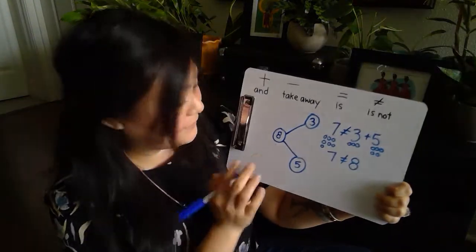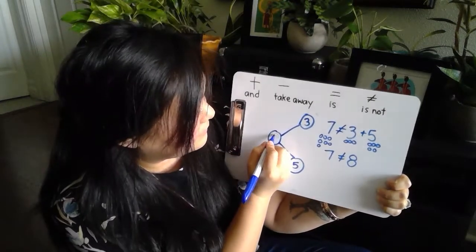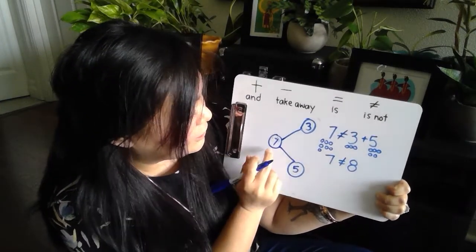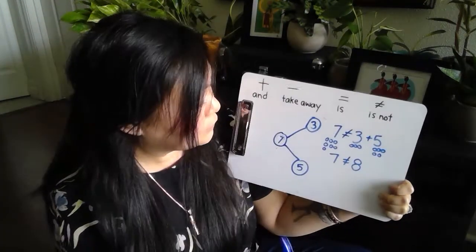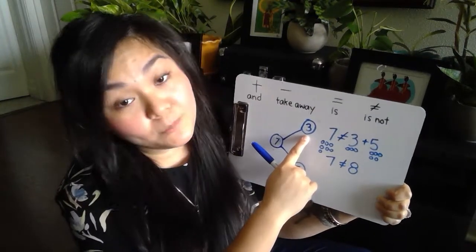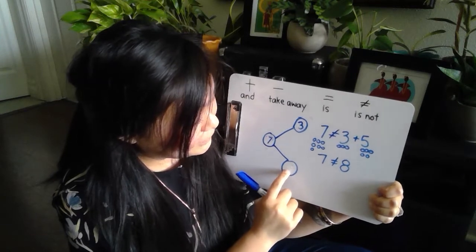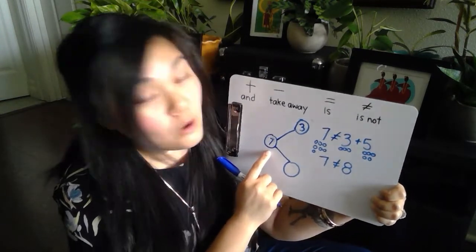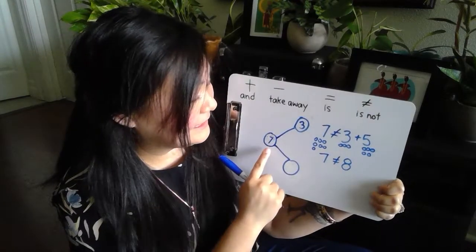Another way that I can edit this number bond to make it true and make it make sense, so I'm going to change that to the original number bond, is I can edit one of the parts. So if the whole is 7 and I know that one of the parts is 3, I'm going to change the other part so that it makes sense to make 7. What I'm going to do is add on from 3 until I get to 7.